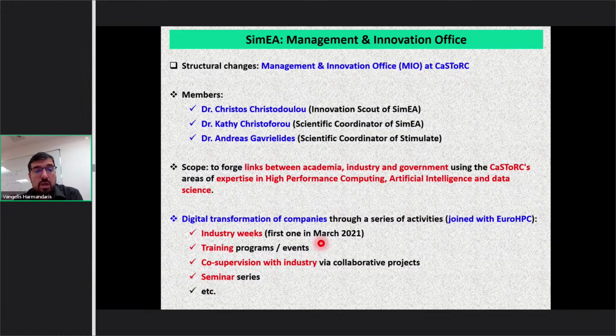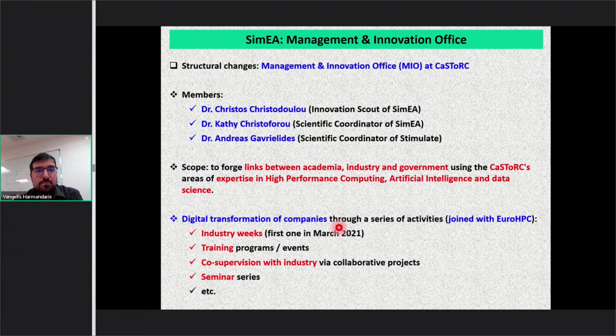There will be industry weeks. The first one will most probably be the first week of March 2021. There will be several training program events. There is the possibility for collaborative projects. And of course, the seminar series. This is the first one, but we would like to have at least 1 or 2 times per month, so every 2 weeks. That is our plan.